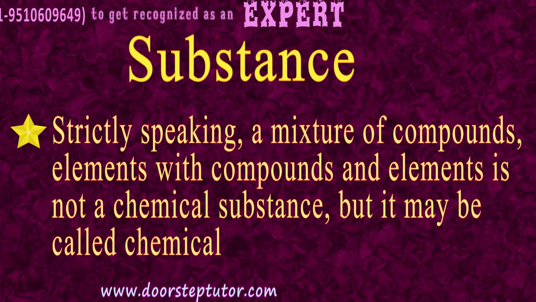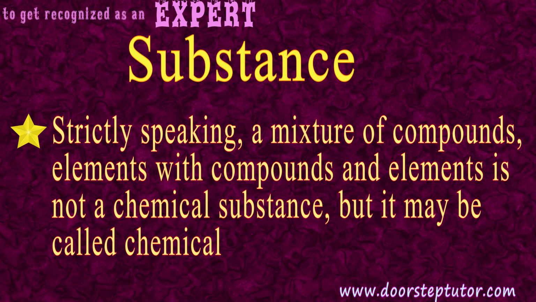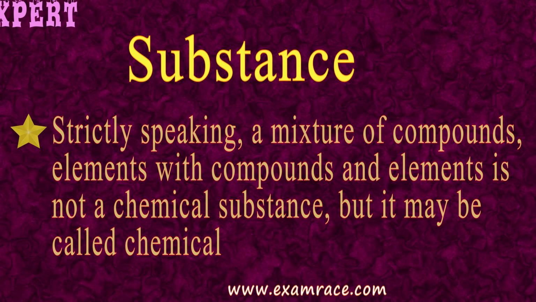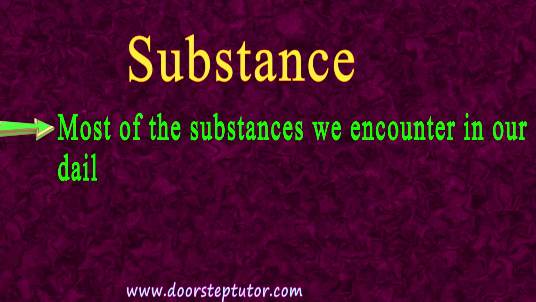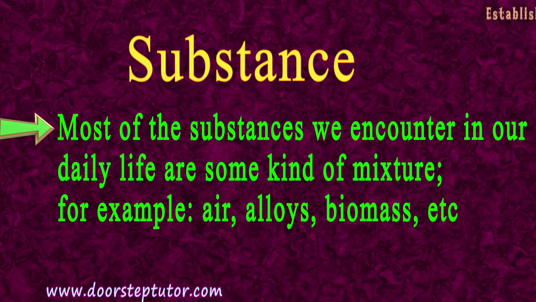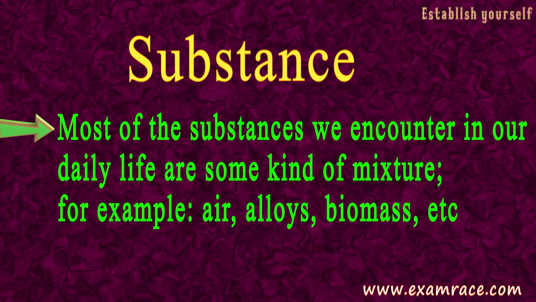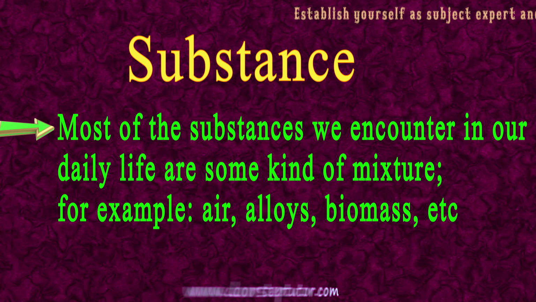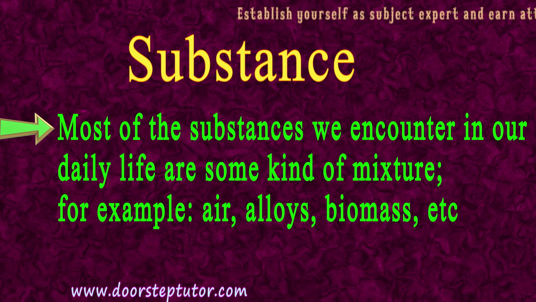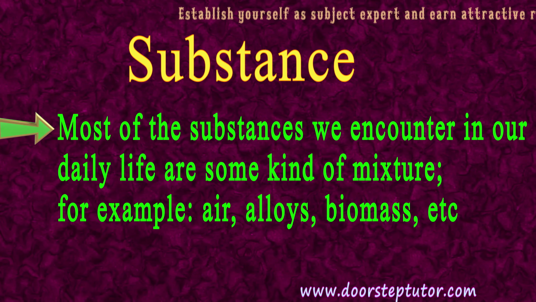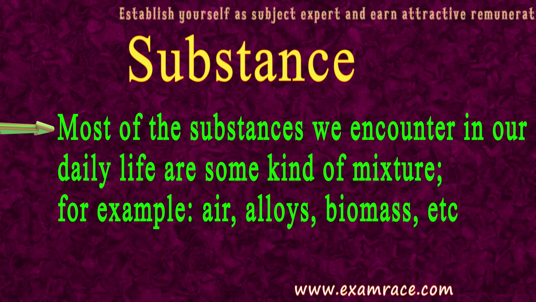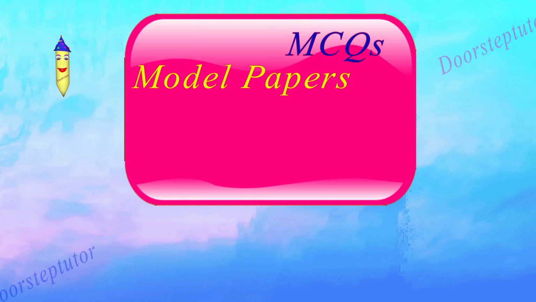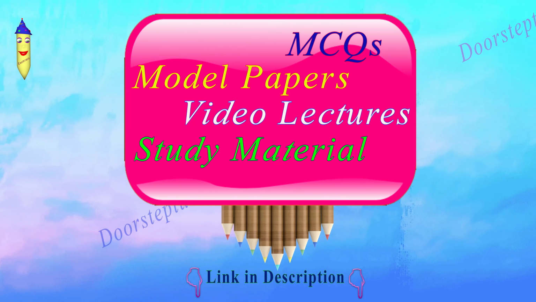So what is a substance? It is a mixture of compounds, or we can say elements with compounds, that is called a substance. Most of the substances we encounter in our daily life are some kind of mixture. For example, air. Air is a mixture of a lot of gases like oxygen, carbon dioxide, nitrogen, methane, carbon monoxide. Other examples are alloys, biomass, and there are various others.